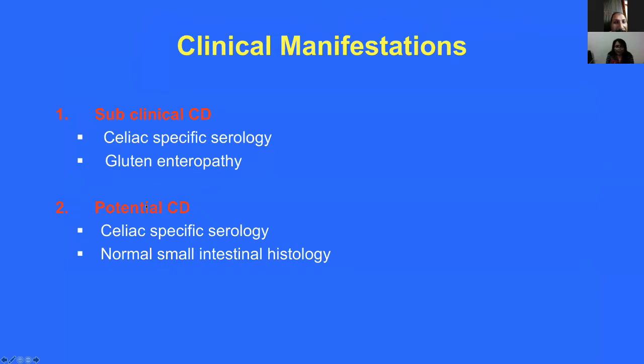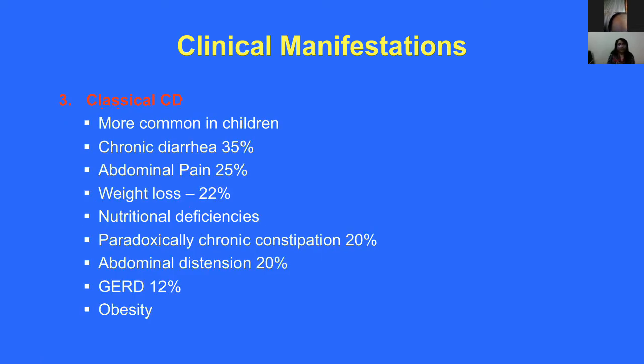The second group is potential celiac disease, in which the celiac specific serology is there, but when we do small intestinal histology, it is normal. These patients are known as potential celiac disease. They can develop celiac disease in the future when they are exposed to different antigens or gluten. Then comes the classical celiac disease, which is more common in children.